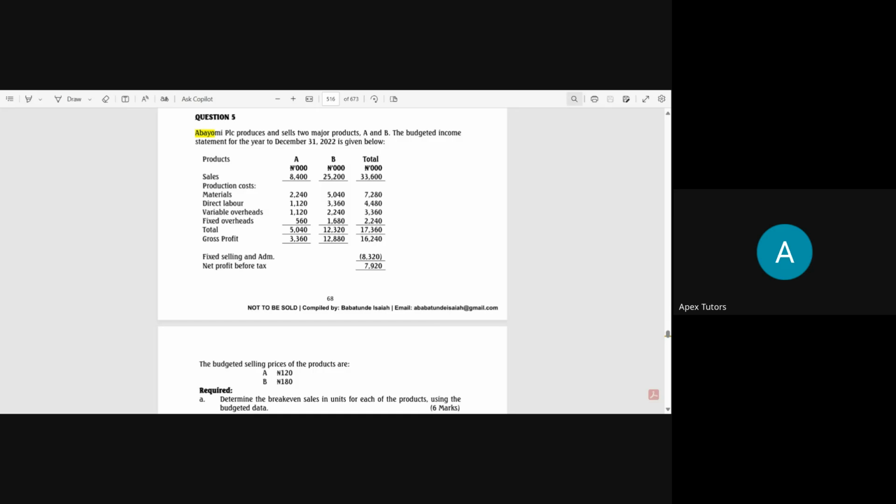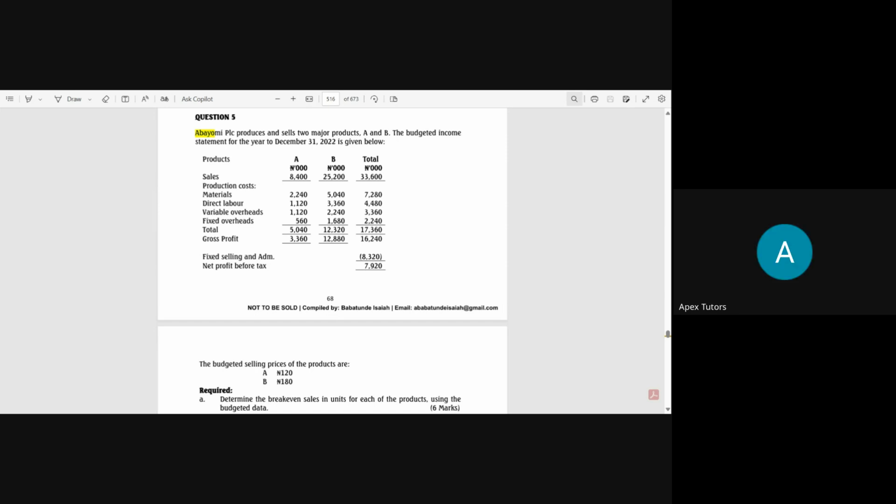And for direct labor rate per unit, it will be 1,120 divided by 70,000 for 1 unit. For overhead, for 1 unit, it will be 1,120 divided by 70. You get the value for 1 unit. And for B, likewise, for the value of material for 1 unit, it will be 5,040 divided by the units produced, which is 140.